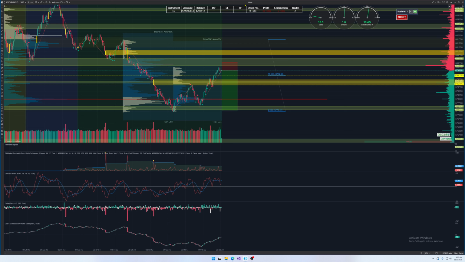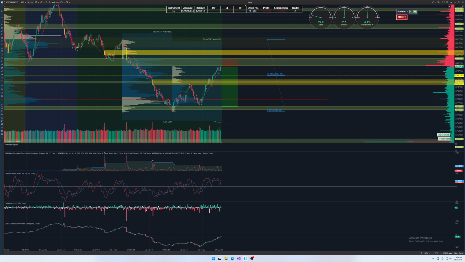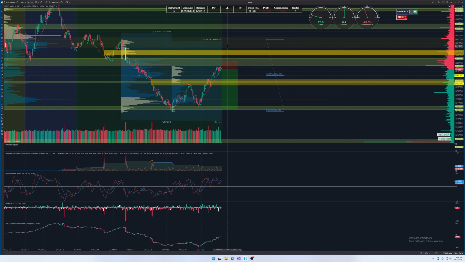Looks like the market has problems to go up there. It seems to be absorbing. Now buyers are coming in massively. Let's see what it does. There was a high area of imbalance here as well, but that one is still 36 ticks away. So I would say I'm gonna go in here.